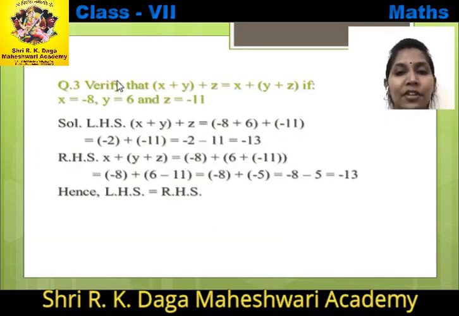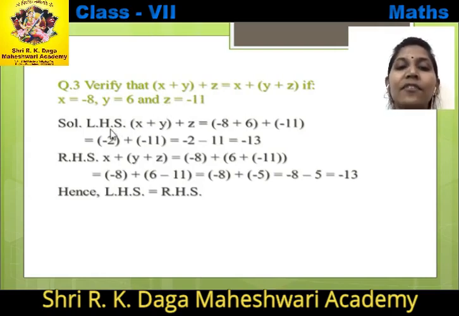Now question number 3 is: verify that x plus y plus z equal to x plus y plus z if x equal to minus 8, y equal to 6 and z equal to minus 11. In this question we have to verify the associative property of addition for integers.